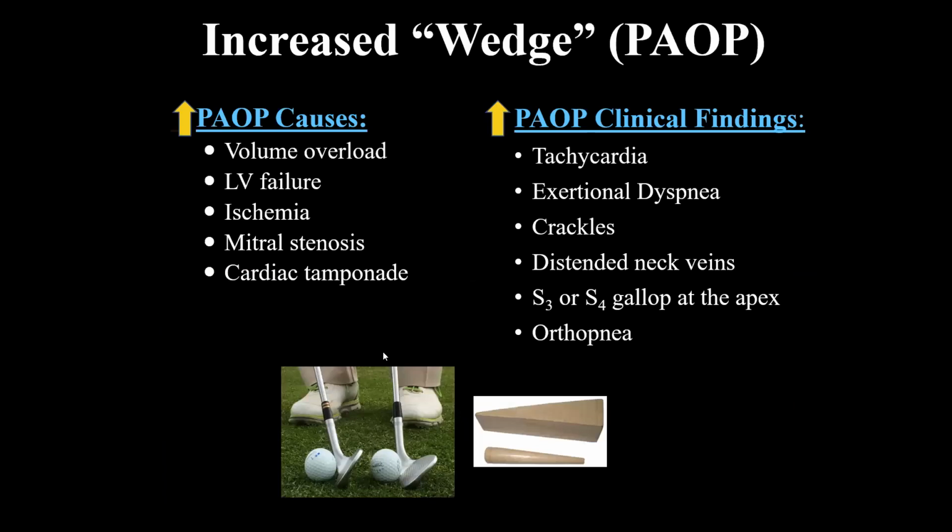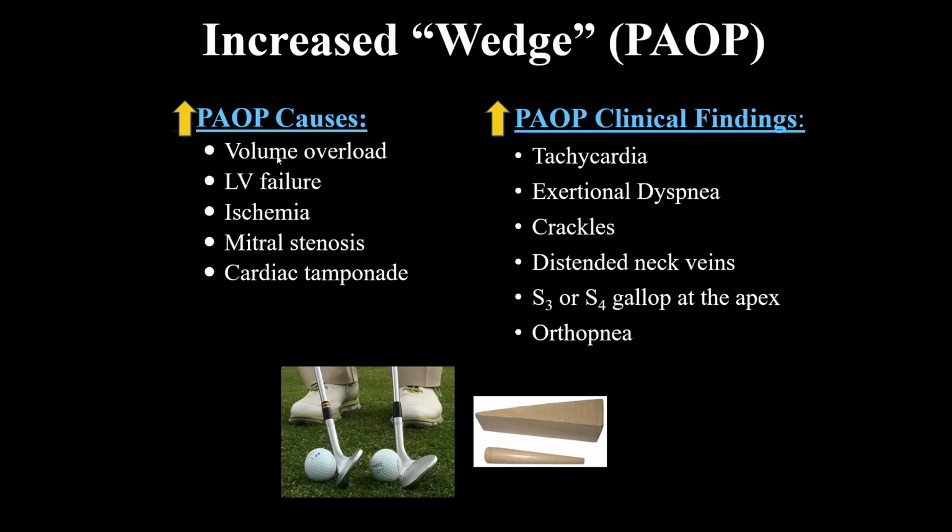And because we know that wedge has to do with preload, we know that if the wedge is high, we have a lot of volume. Now, tamponade could be just the fact that the heart's compressed and it can't contract, and that blood's stuck in there, and it looks like it has an excess volume. It's just not moving. Okay.